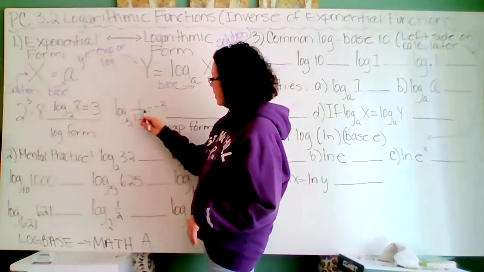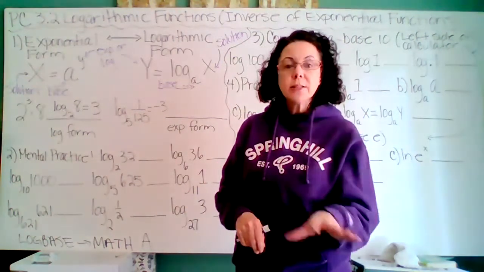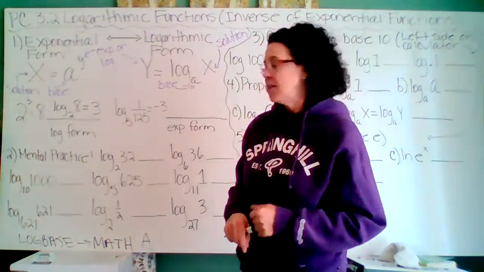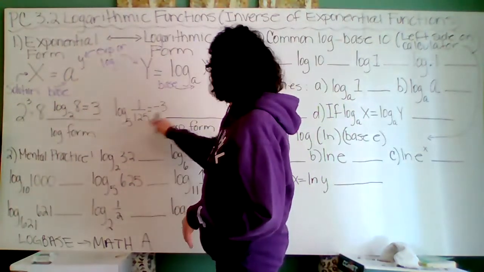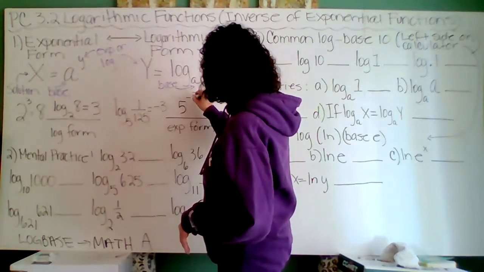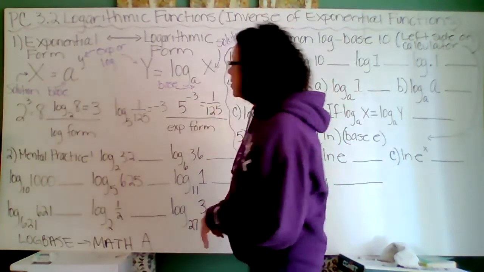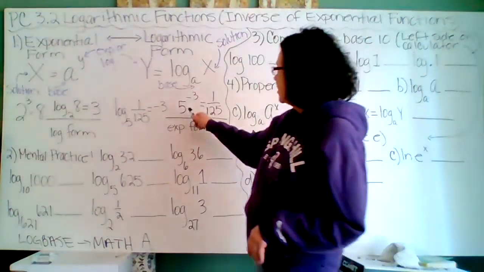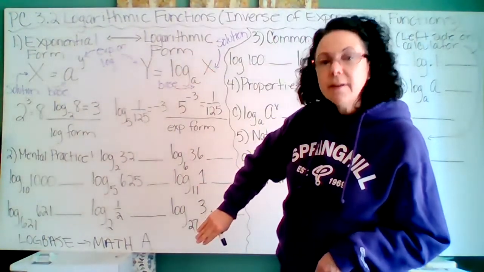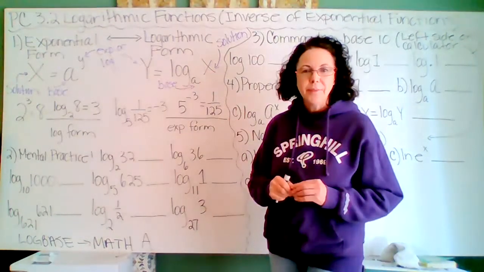Notice log base 5 of 1 over 125 is -3. This is a true statement. All we're doing is putting it in exponential form. So the base is 5. It says that the log is -3, and that equals 1 over 125. Notice this is true, because 5 to the -3 could be written as 1 over 5 cubed, with a positive exponent, which is 1 over 125.